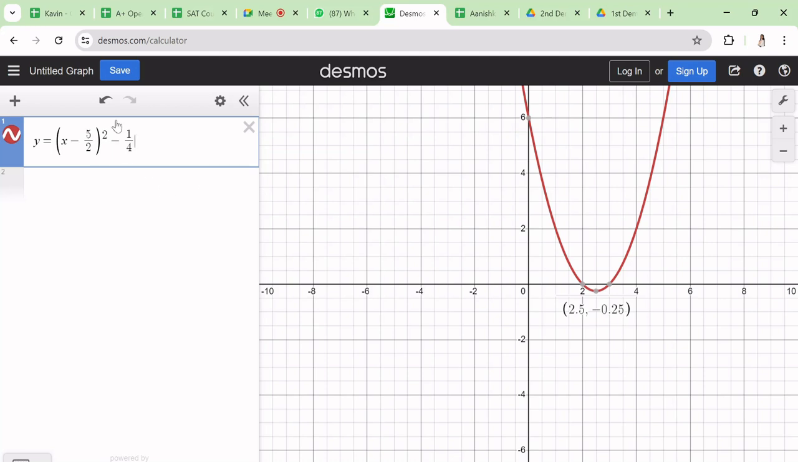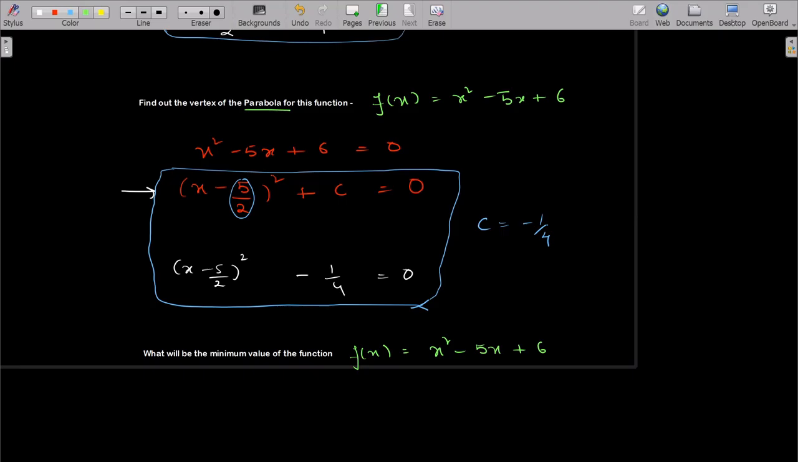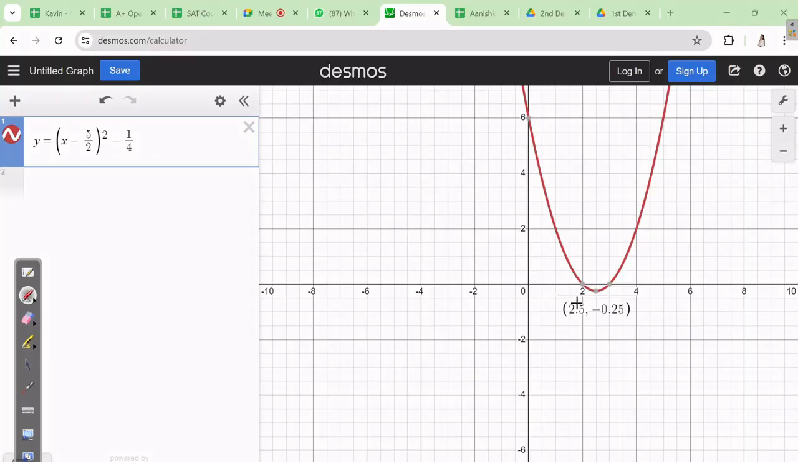I've already plotted the graph. This is the graph for the given equation, x minus 5 over 2 whole square minus 1/4. And you can see that the vertex is 5 over 2 and negative 1/4. Right? So that's the vertex. Also, you can find out the vertex by plotting the equation on Desmos. So you can skip the completing the square method. You can just straight away come to Desmos and plot its graph and you'll get the vertex. Okay.